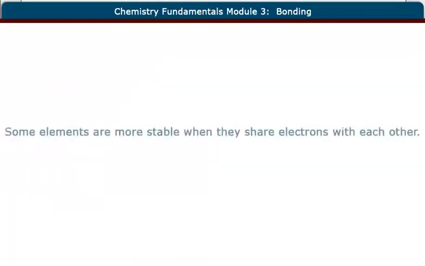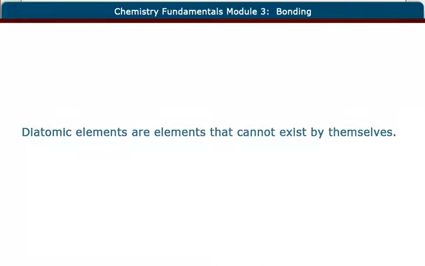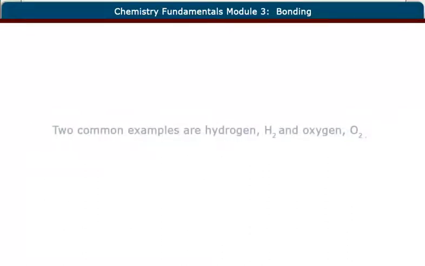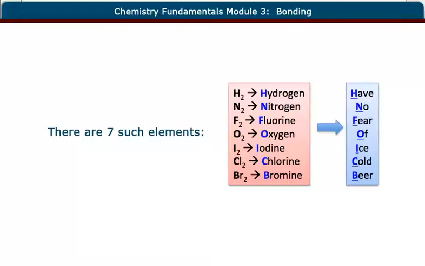Some elements are more stable when they share electrons with each other. They are called diatomic elements. Diatomic elements are elements that cannot exist by themselves. 2 common examples are hydrogen, H2, and oxygen, O2. There are 7 such elements. You do not need to memorize them.